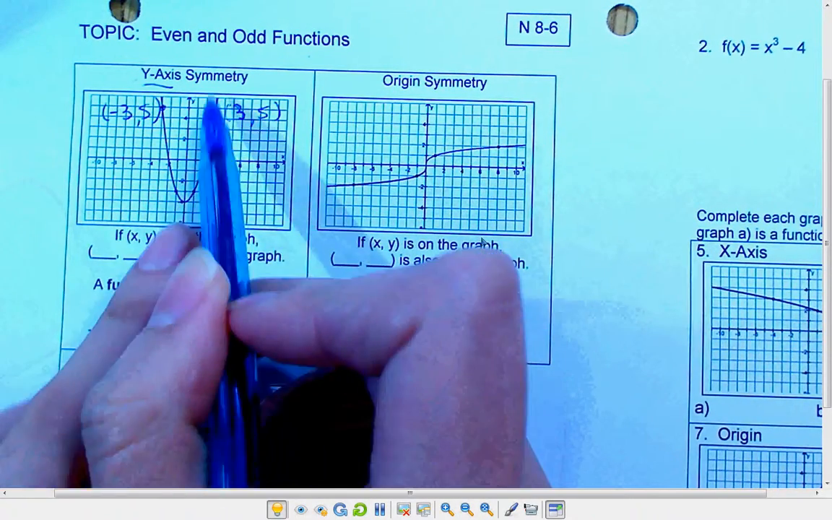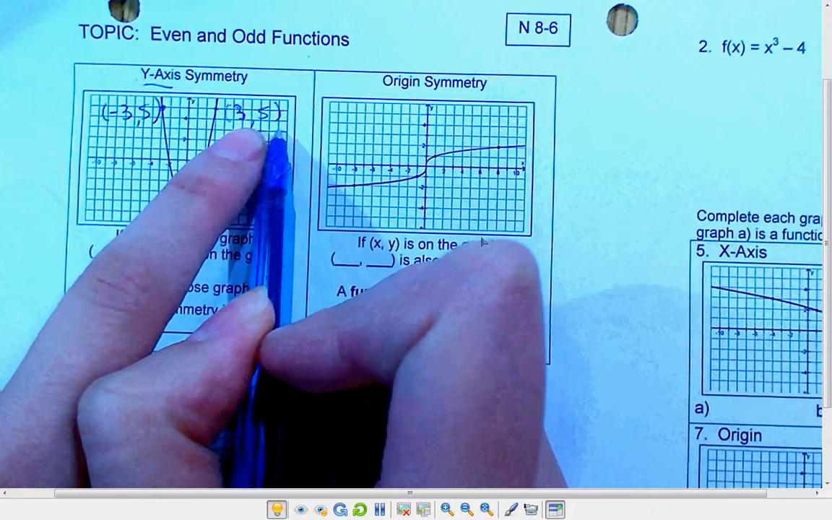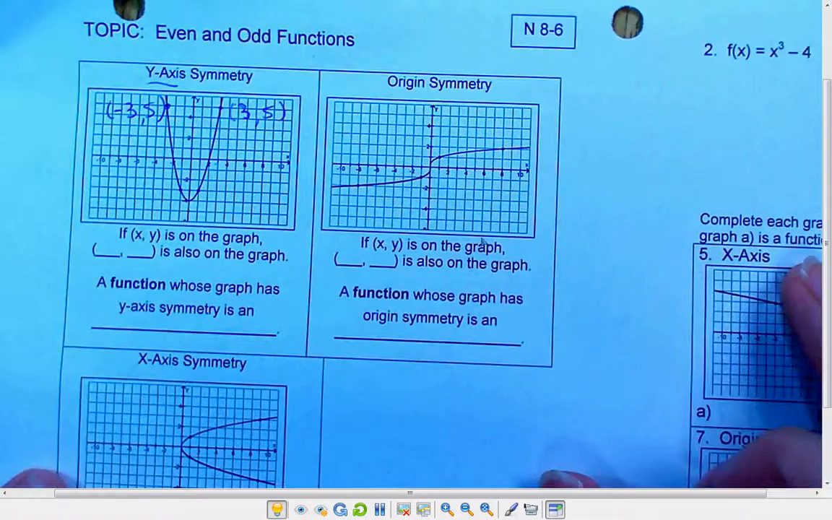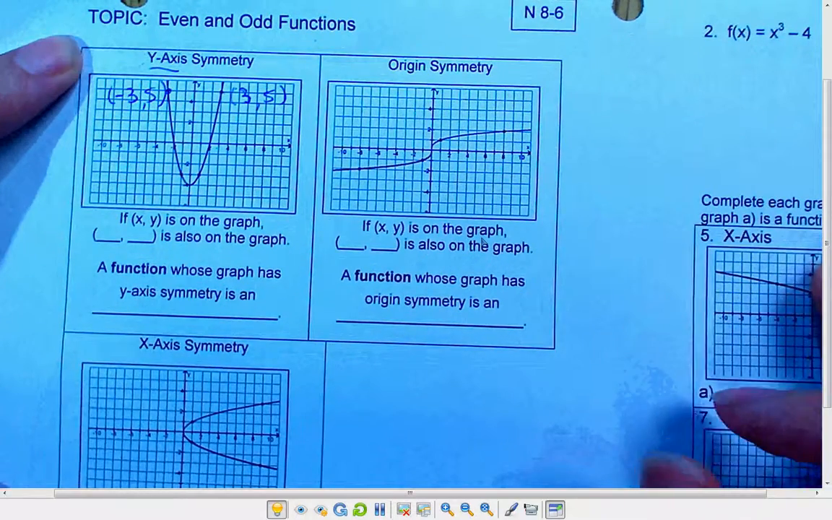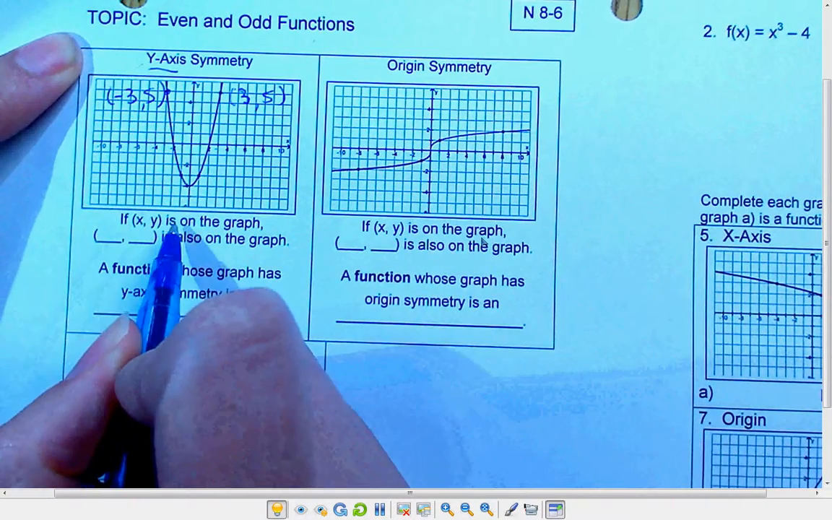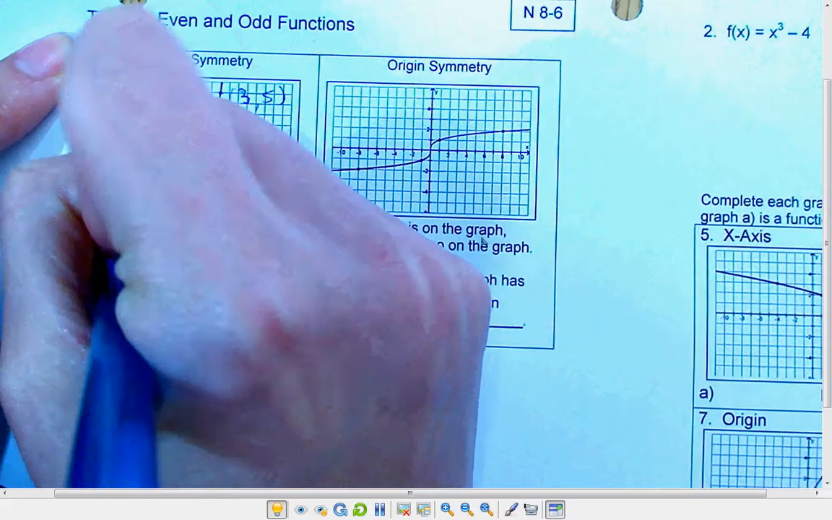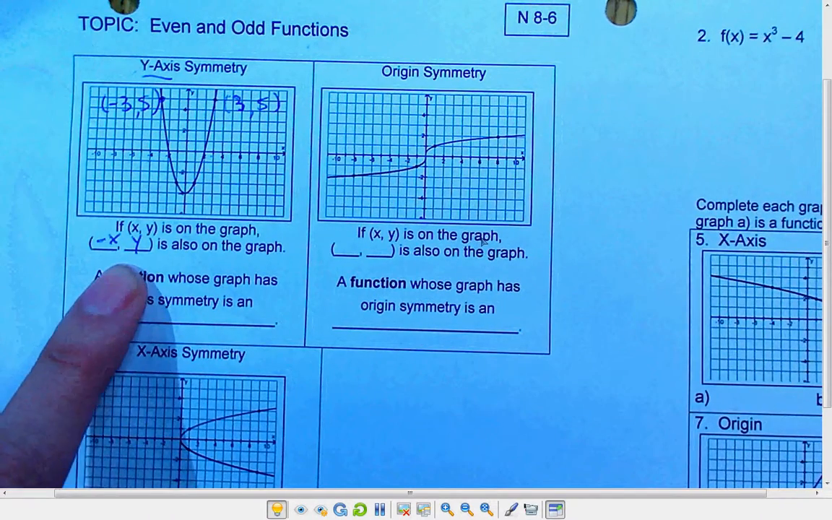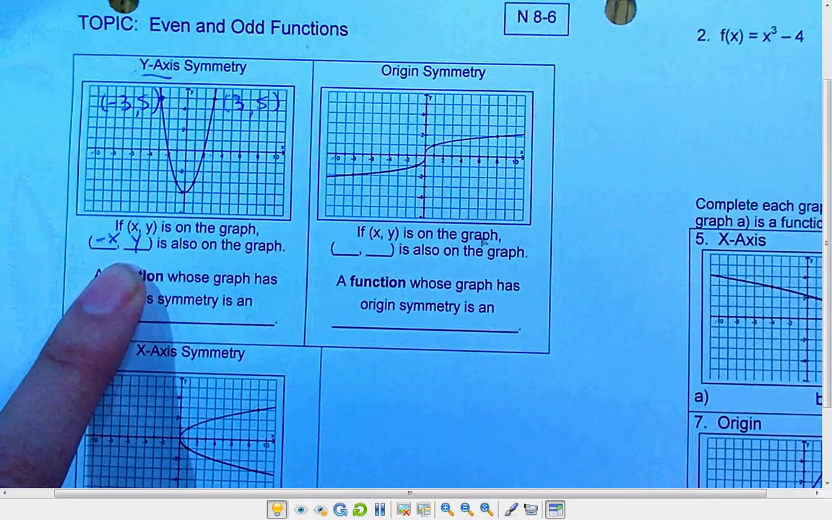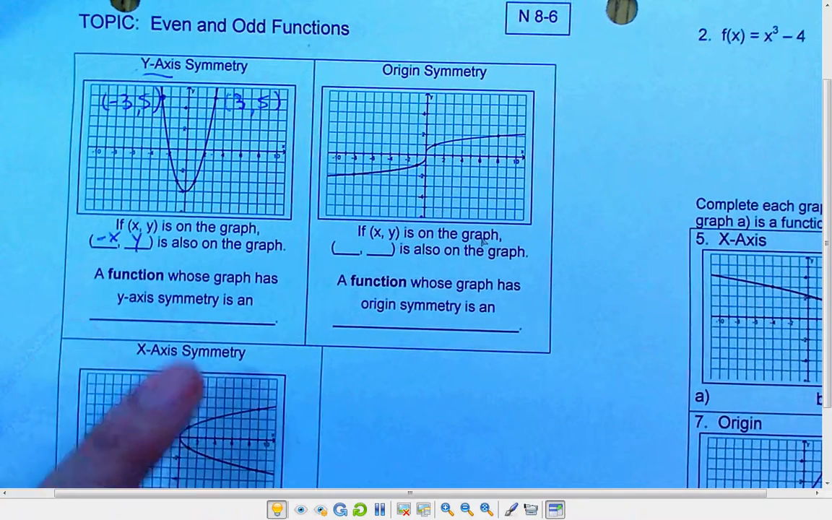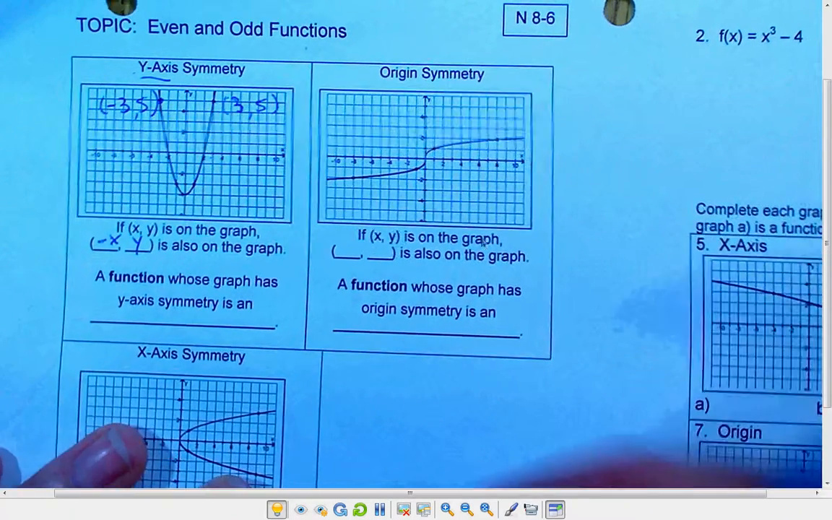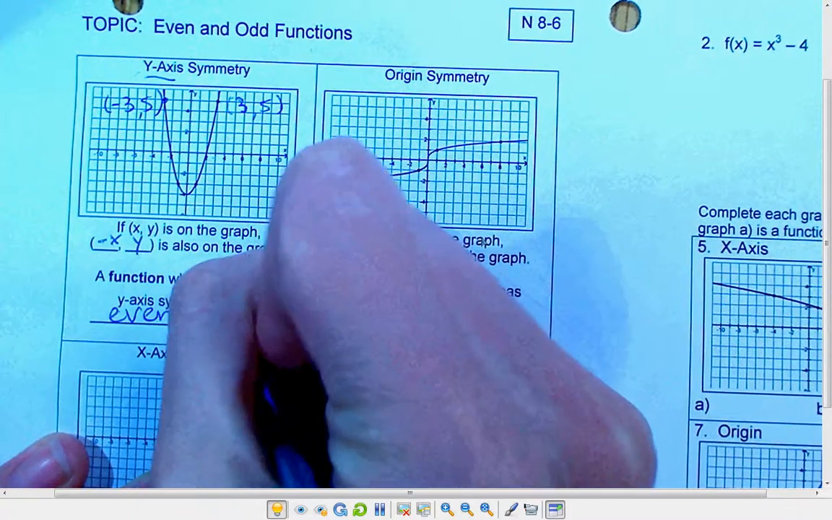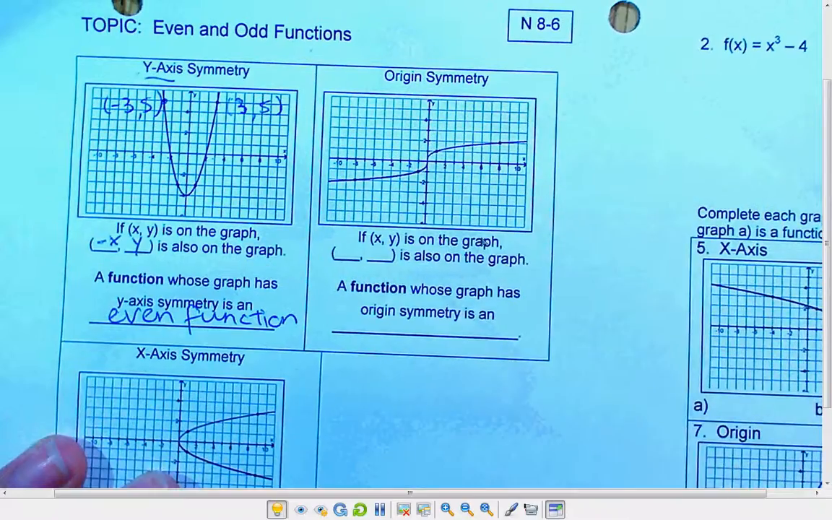So every single point in this function, if you take any point and reflect it across the y-axis, it's also going to be on the graph. That is a function with y-axis symmetry. So if you have a point (x, y), that means (negative x, y) will also be on the graph, because that is how you reflect across the y-axis. A function whose graph has y-axis symmetry is an even function. So that's the definition of even when we talk about functions.